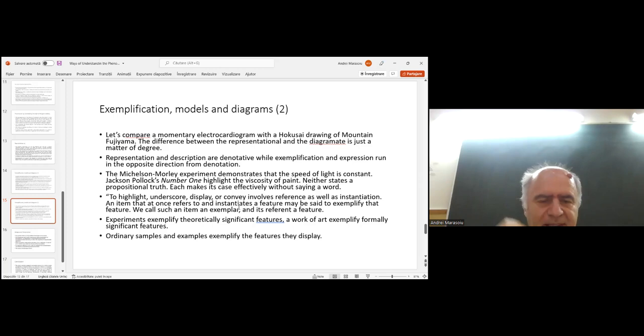The Michelson-Morley experiment in science demonstrates that the speed of light is constant. And also in the arts, for example, the famous painting Number One by Jackson Pollock highlights the viscosity of paint.